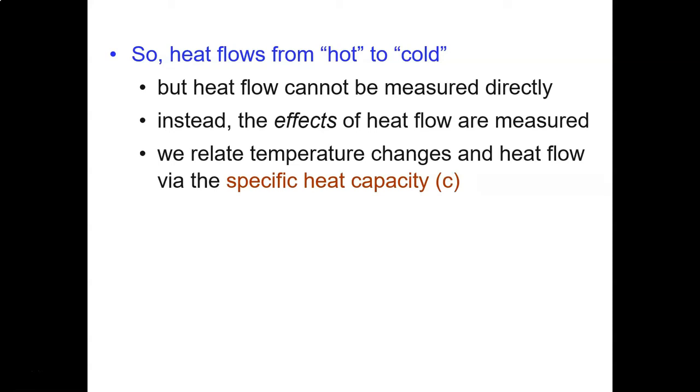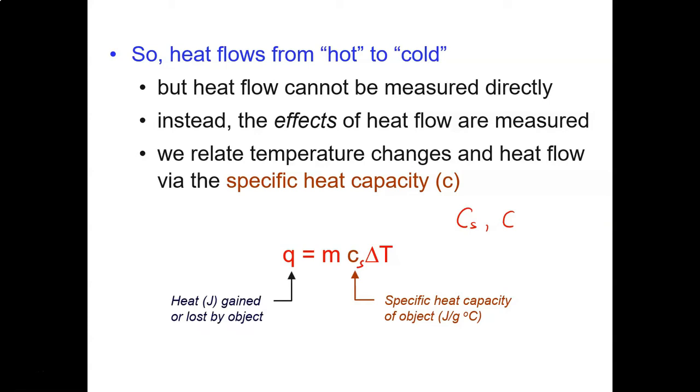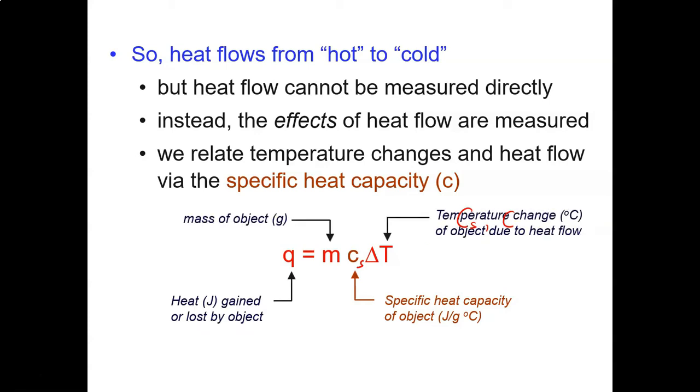We relate the temperature changes and heat flow via a specific heat capacity, which has the formula Q = mcΔT, where c is the specific heat capacity of an object, which has a unit of joule per gram Celsius. And to differentiate between the specific heat capacity and the heat capacity, we will use Cs for the specific heat capacity and C for the heat capacity. Q is the heat gained or lost by the object, and m is the mass of the object. ΔT is the temperature change in Celsius of an object due to the heat flow.